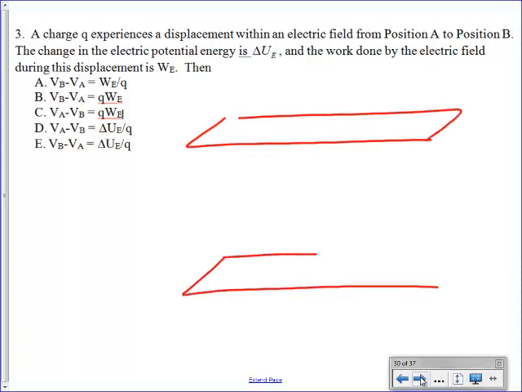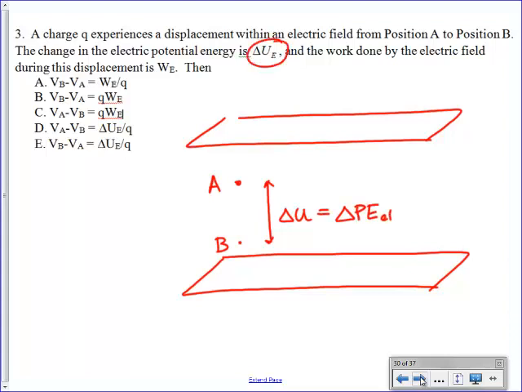So I like to draw a picture just so I can think about what it is that I'm actually working with. And I've got an object that's starting at position A and it's going to position B. And as it is moved from one position to another, it experiences a change in electrical potential energy. Now, I've been writing, for convenience sake, PE sub E, but here they're saying let's use delta U sub E. Okay, and they're saying the work done by the electric field is WE.